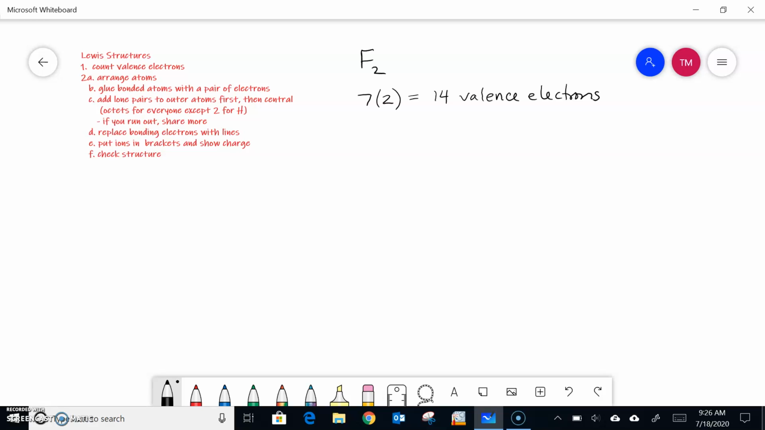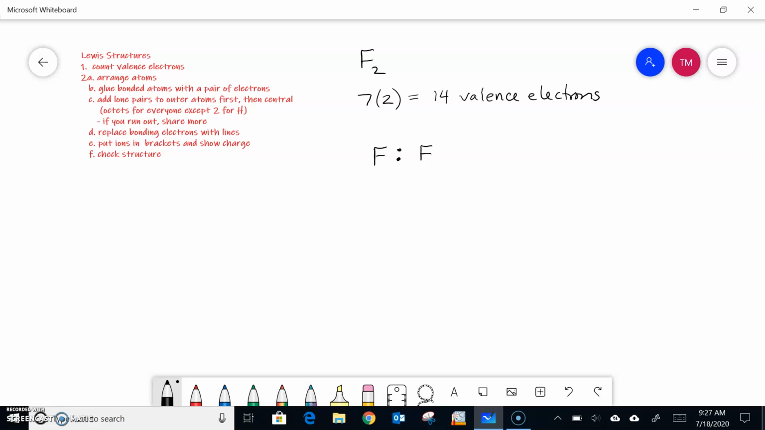Okay. Now step 2a says we have to arrange the atoms, how we're going to bond them together. For fluorine, there's only 2 atoms, so there's really only one choice. We're going to bond each fluorine to the other one. In step 2b, we need to glue the bonded atoms together by using one pair of electrons, and I'm going to show those as dots.